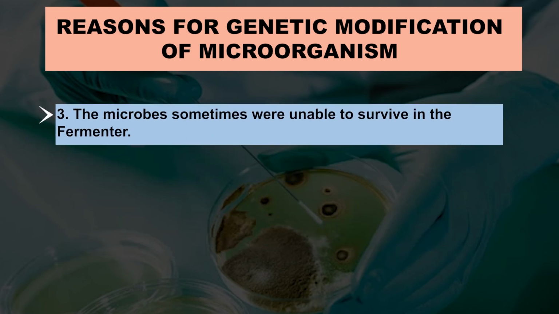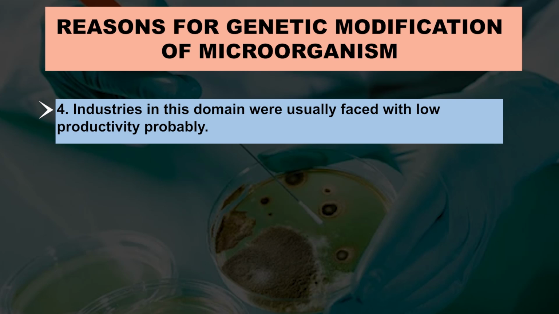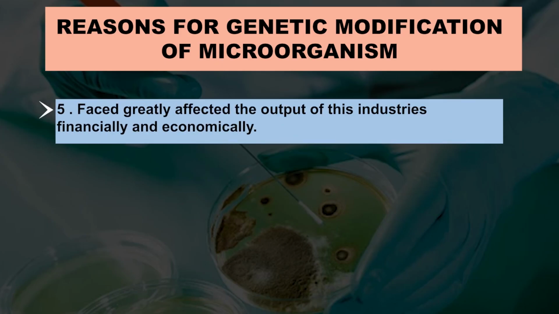The microbes sometimes were unable to survive in the fermenter. The conditions within the fermenter inhibited or altered the normal functioning of the microbes and their survival. Also, the final products were even toxic to the microbes due to feedback repression. Industries in these domains were usually faced with low productivity, probably due to the low growth rate of these microbes. This low growth rate made the cost of production expensive. All these difficulties greatly affected the output of these industries financially and economically.